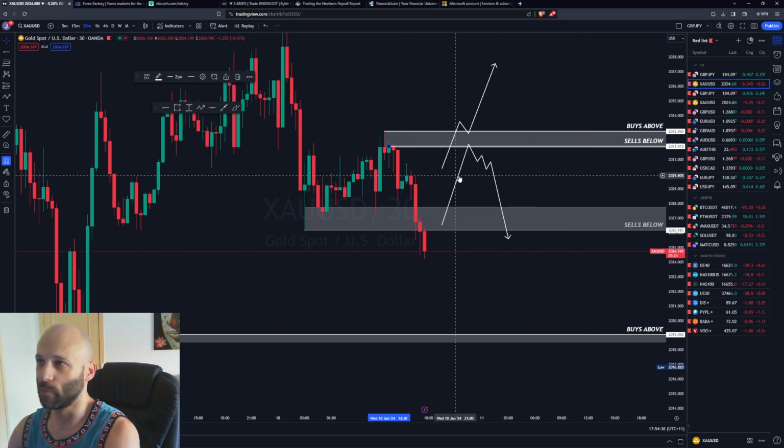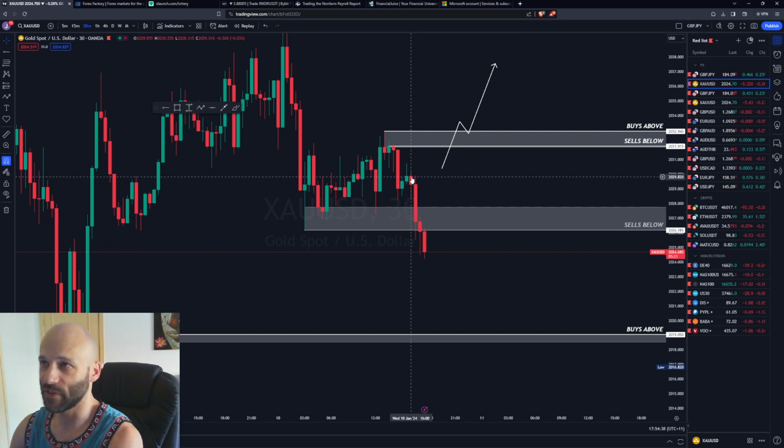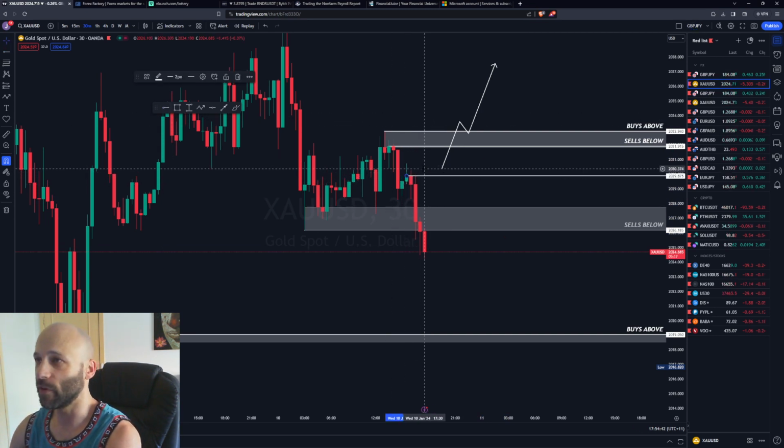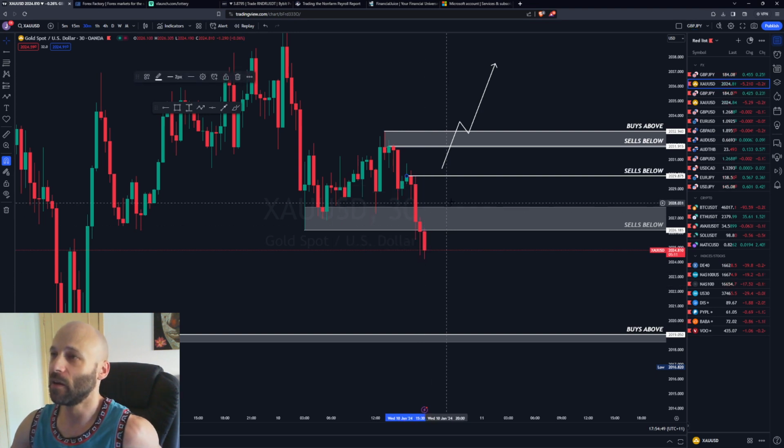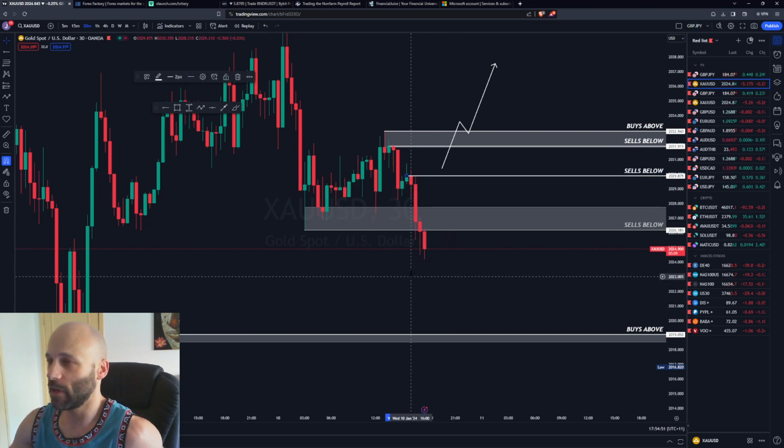And another level we could potentially pull back to is this level just here, because that is the last significant lower high in the M30 time frame. So even sells below that point would also make sense to me if we do pull back to that level to retest it. Just looking to the left, we're creating an impulse to the downside.